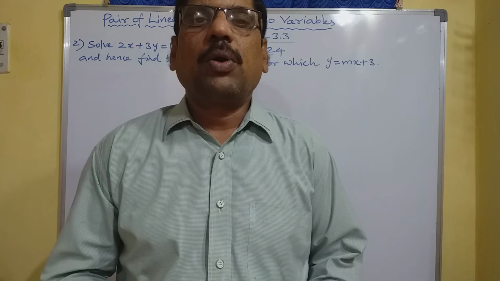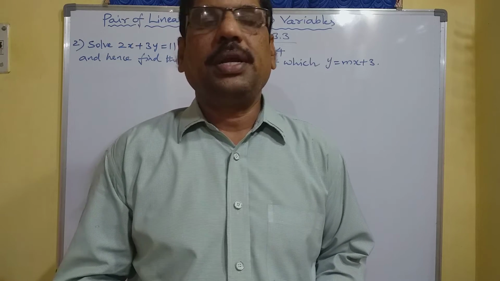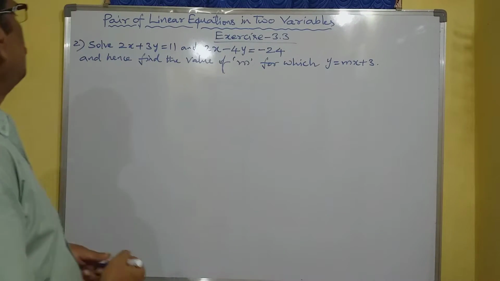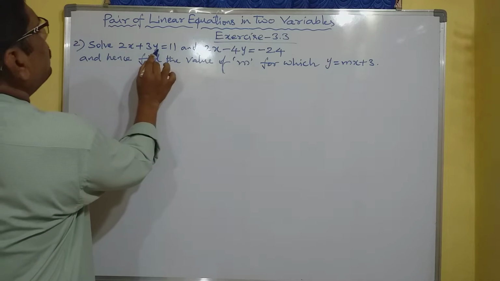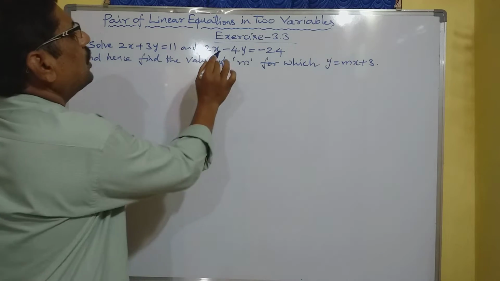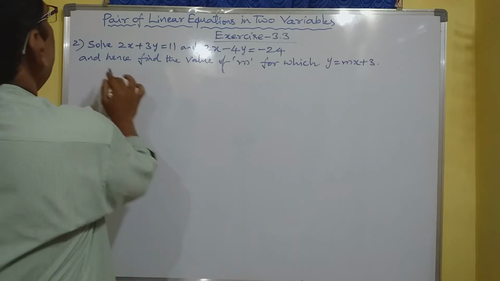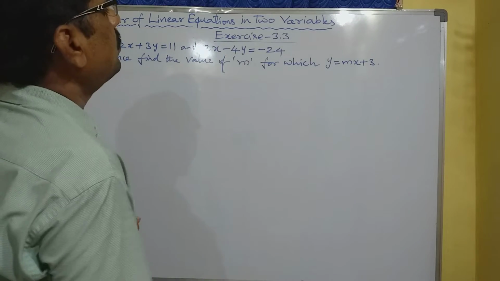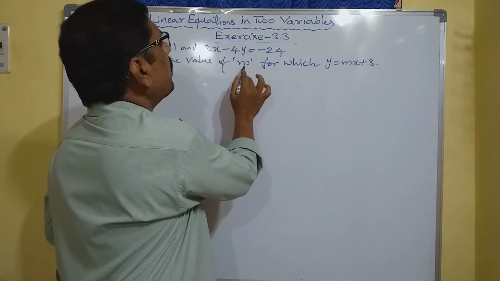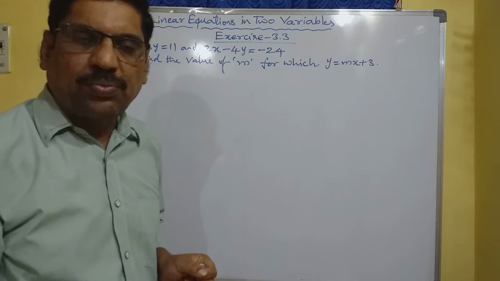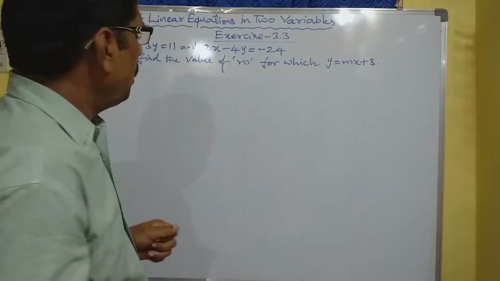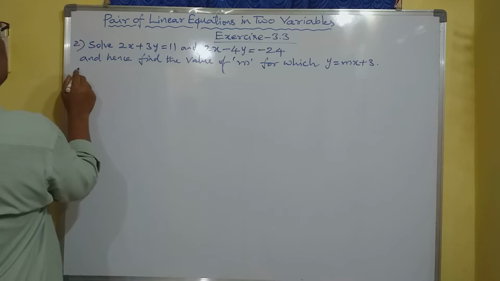Let us continue the problems from exercise 3.3. Now, solve 2x + 3y = 11 and 2x − 4y = −24, and hence find the value of m for which y = mx + 3. Okay, now let us take the two equations.